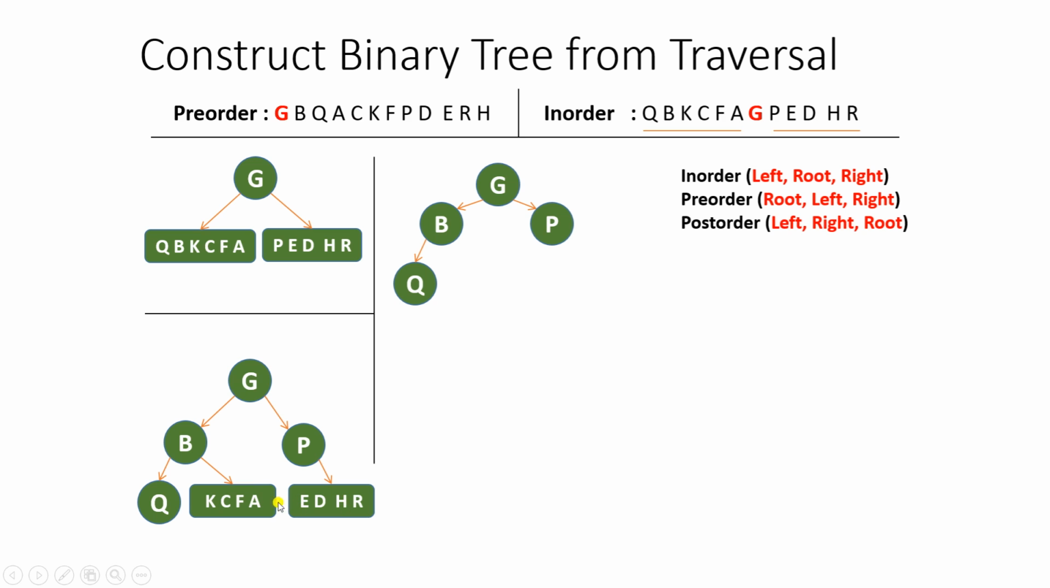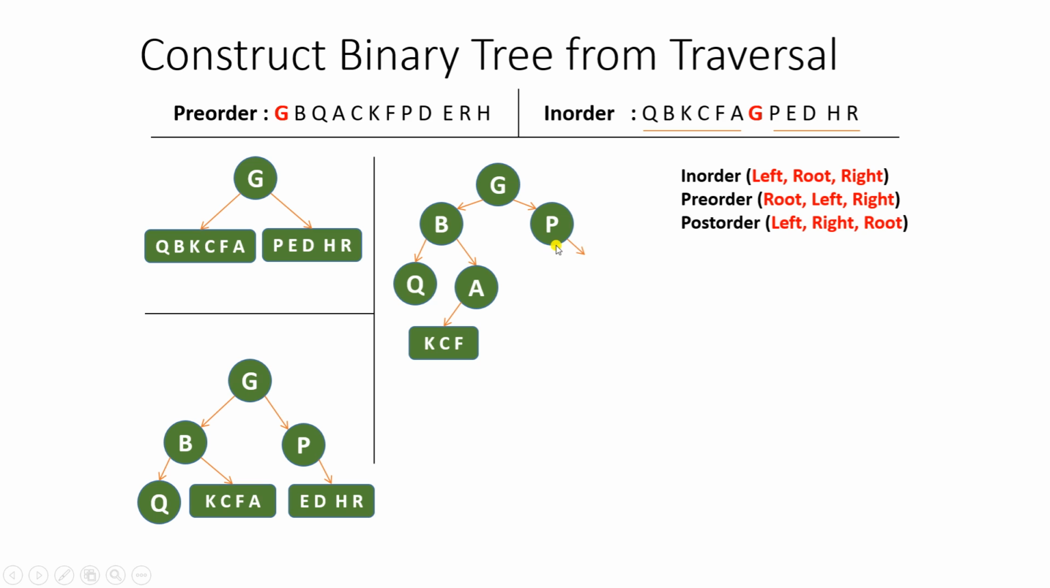Next, we have to see K, C, F and A. A comes first in the pre-order. So A is the root node. And when we see the in order, to the left of A, we have F, C and K.